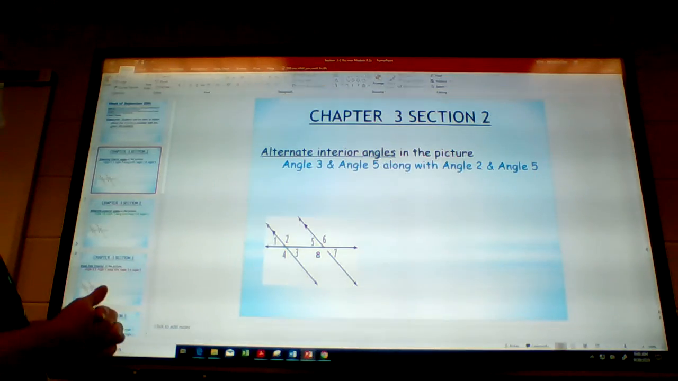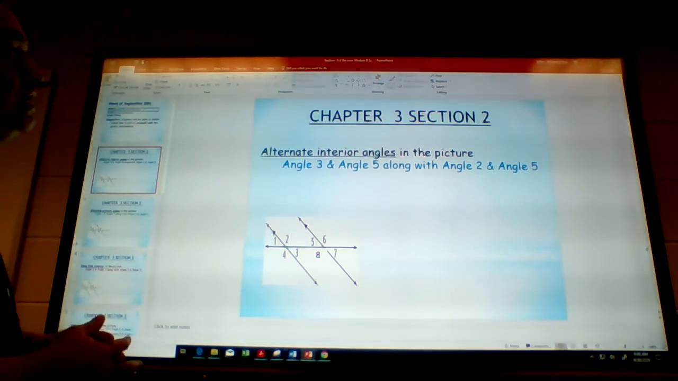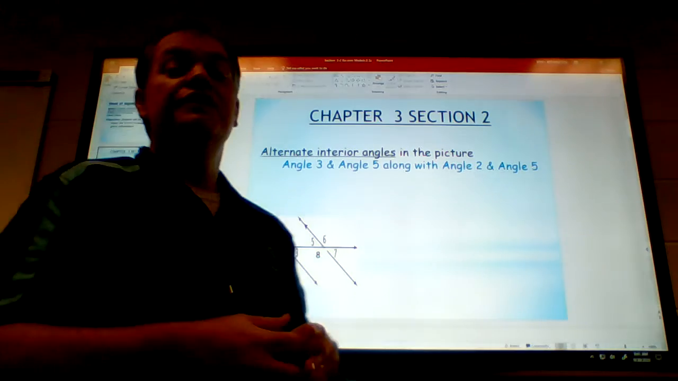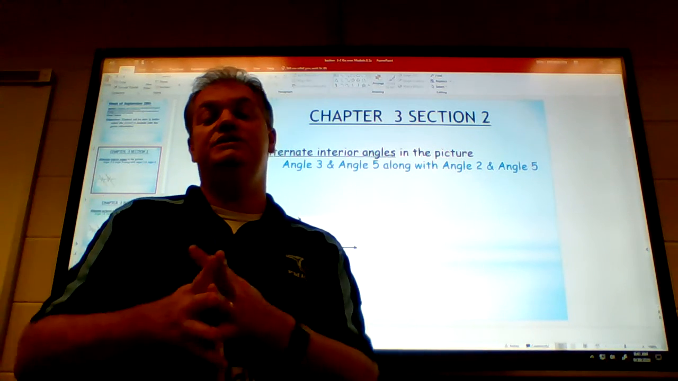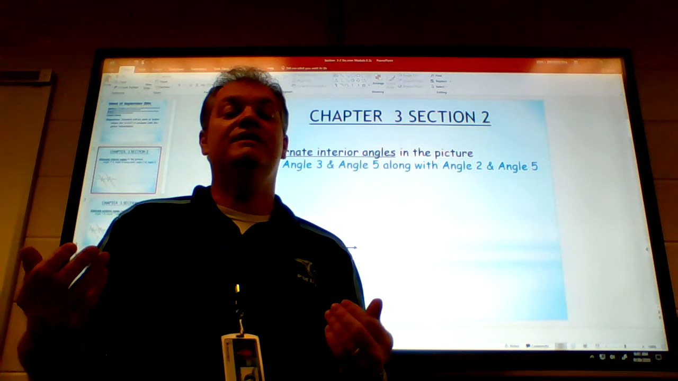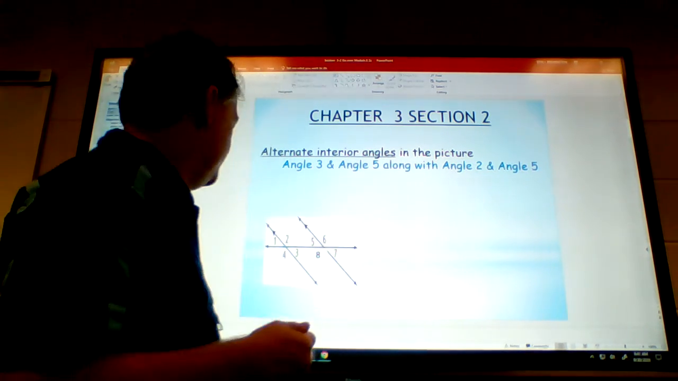So anyway, with that being said, let's go over what you need to know. All right, starting with Section 3-2. Now, last time we talked about the relationships. We talked about all the relationships, alternate interior angles, alternate exterior angles, all that. Well, now we're going to add one more condition to it.